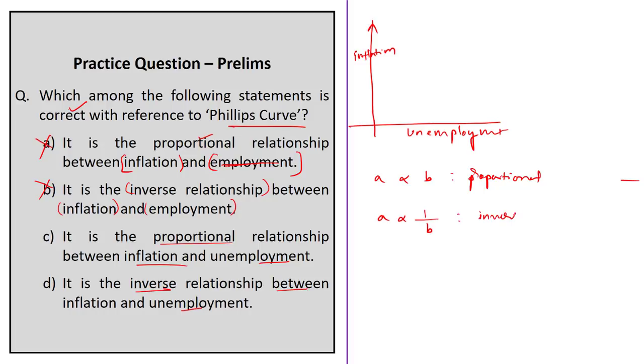So as per this Phillips curve, there is a trade-off between inflation and unemployment. That is, there is an inverse relationship between inflation and unemployment. This curve suggests that the lower the inflation, the higher the unemployment, and the higher the inflation, the lower the unemployment. So for this question, option D is the correct answer.